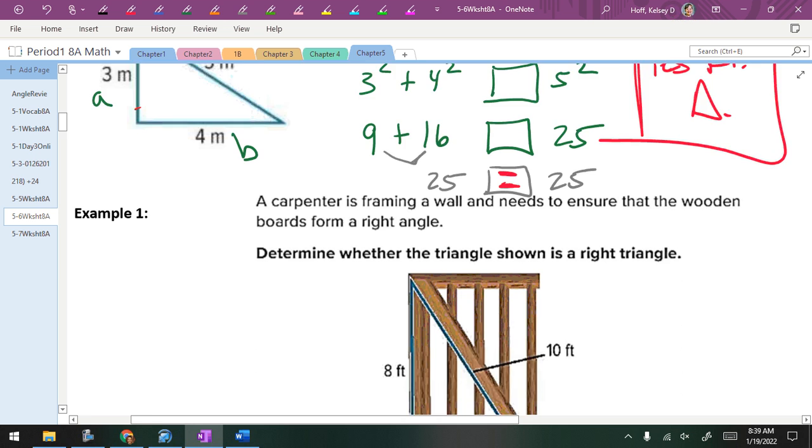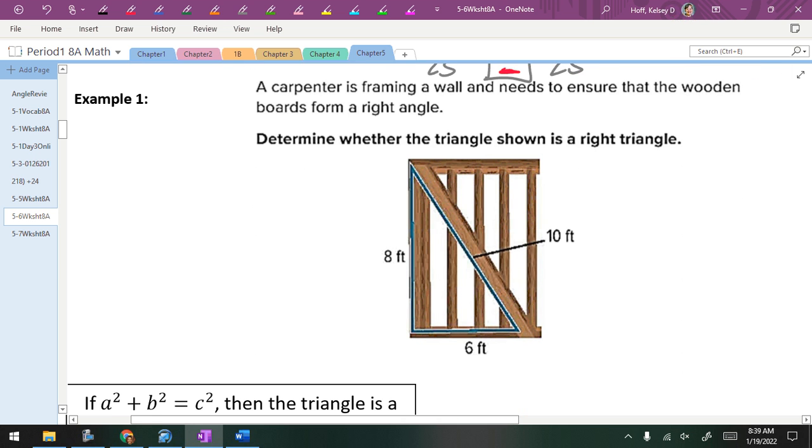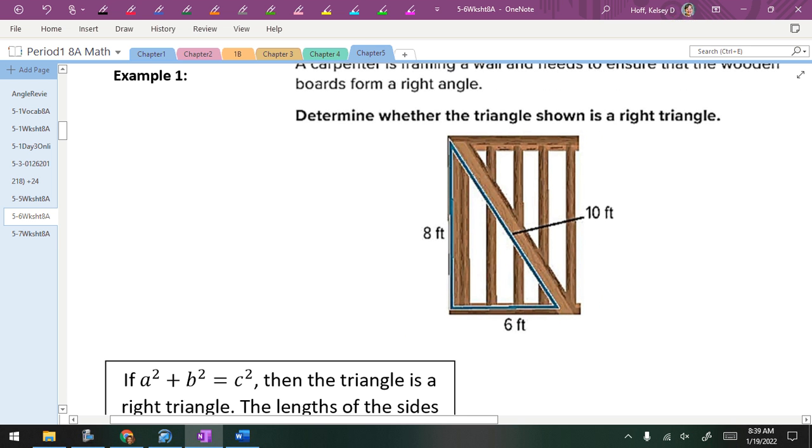Let's go to our next example. A carpenter is framing a wall and needs to ensure that the wooden boards form a right angle. Determine whether the triangle shown is a right angle. So the first thing we have to do is look at our picture and determine what's A, what's B, and what's C. C is 10. And why is it 10, Marilyn? You're right. Because it's the longest. This is C. What do you want A to be? 8. And B to be 6.